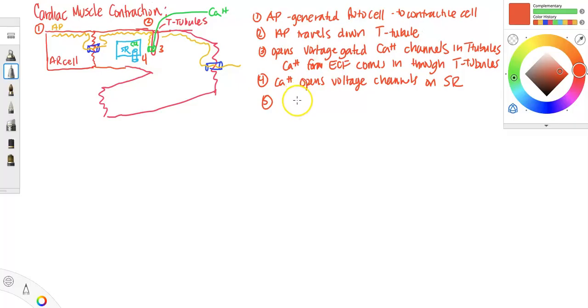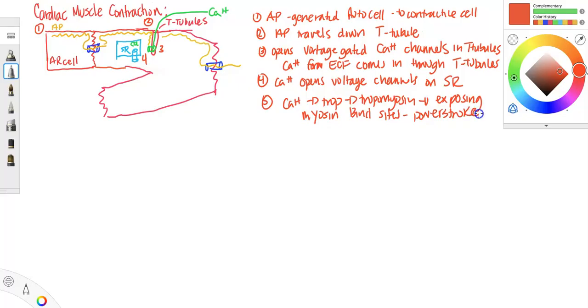And then from there, just the same thing occurs for a contraction. You've got the calcium binding to troponin, moving the tropomyosin, exposing myosin binding sites, and then the filaments come together, the myosin comes up, goes onto the actin, and then you have the power stroke. So that is the same as in skeletal muscle. This up here is different because we're getting more calcium.